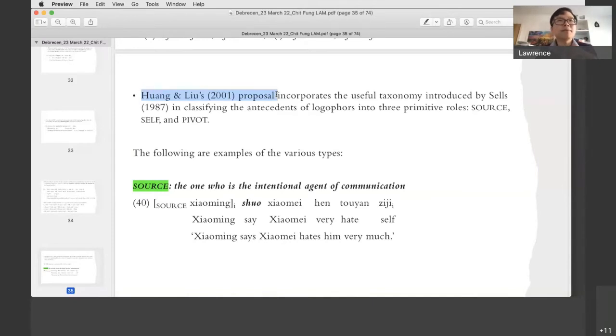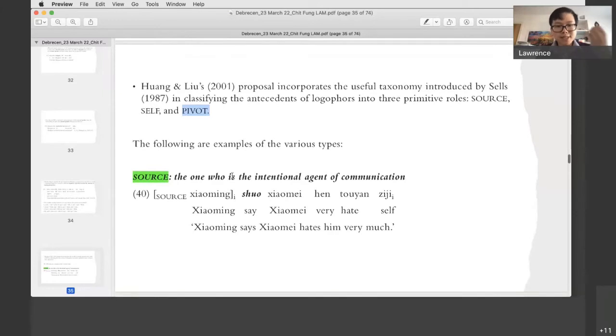We have seen that this logophor proposal does seem to explain a wider set of empirical data in terms of the blocking effects in comparison with the feature grouping proposal, especially the movement-based one that we just saw. And here I also want to mention a bit more about Huang and Liu's proposal when they incorporate the source, self, and pivot. So these are a useful taxonomy introduced by Peter Sells in classifying the different types of antecedents of logophors. Yeah, and I also use these terms in my proposal.